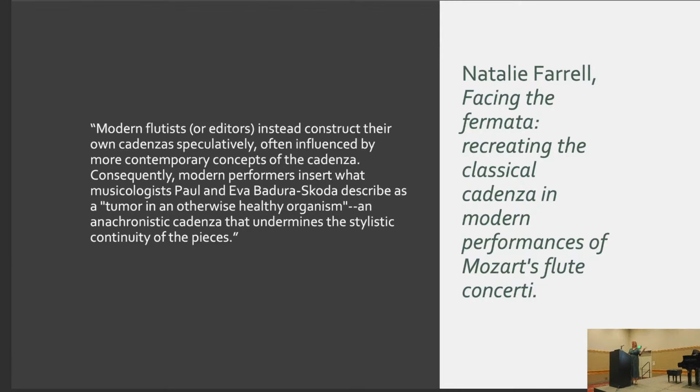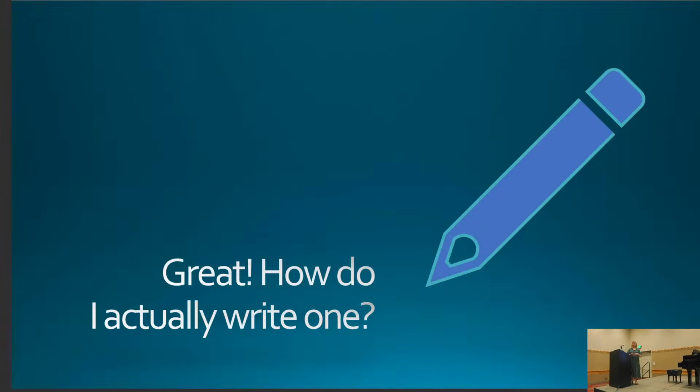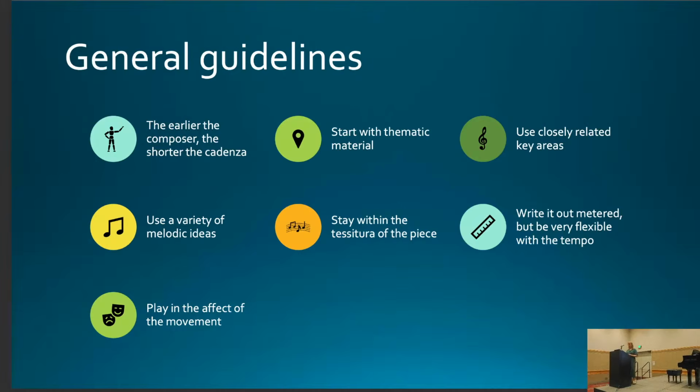So we know what the treatise writers have said now. We know what people have cautioned against. That's all wonderful, all right? But how do I actually write one of these? I still don't have my guidelines. I still don't have my parameters, right? So here are your general guidelines.